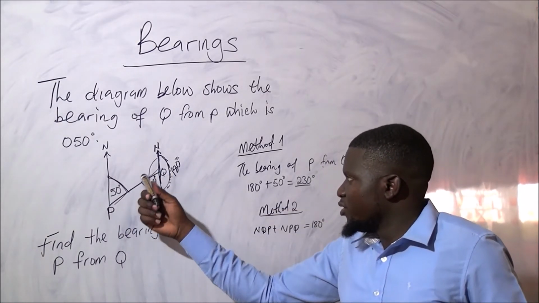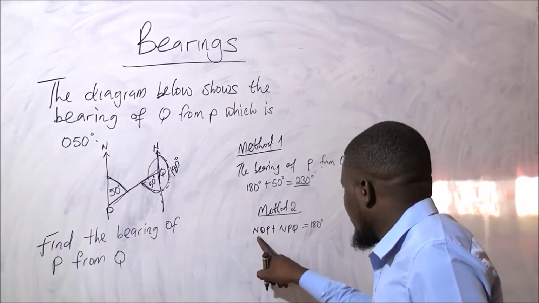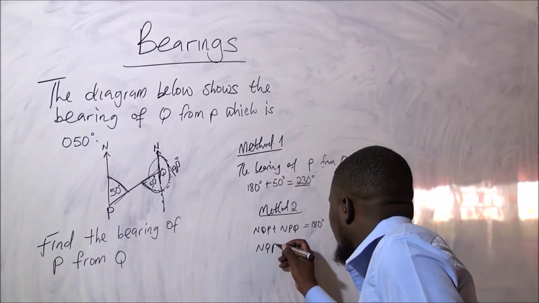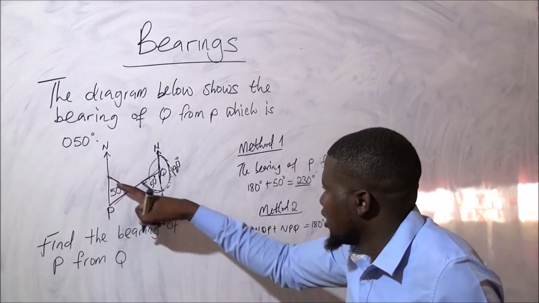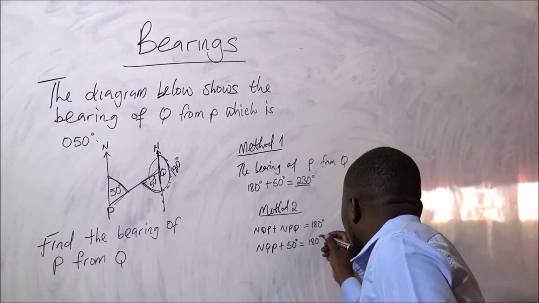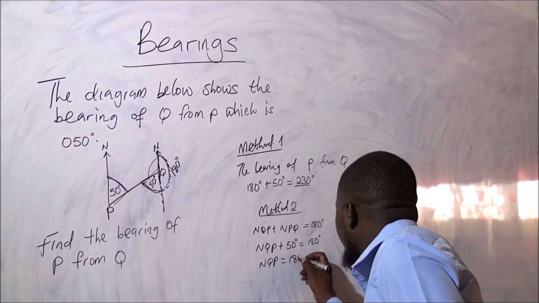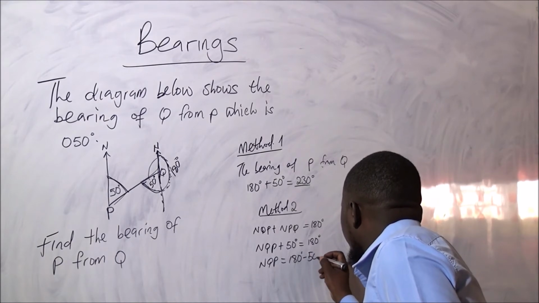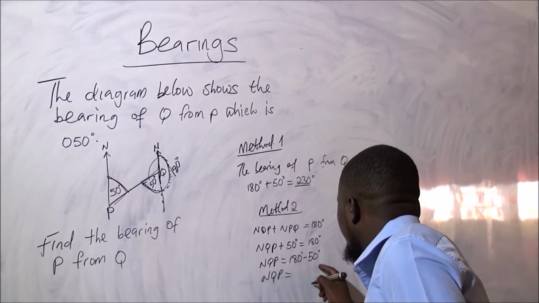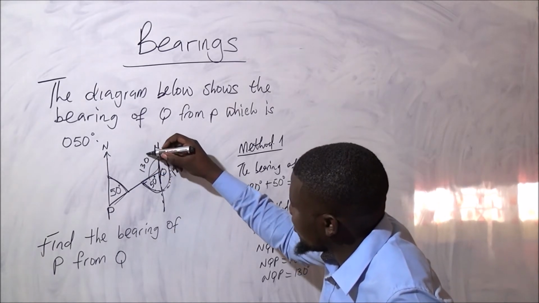Meaning that these two angles, when you add them together, should give us 180 degrees. We don't know this angle NQP, plus this angle here, NPQ, which is 50 degrees. We substitute 50 degrees, and it is equal to 180. So NQP is equal to 180 degrees minus 50 degrees, which is 130 degrees. So at this point here, we have 130 degrees.